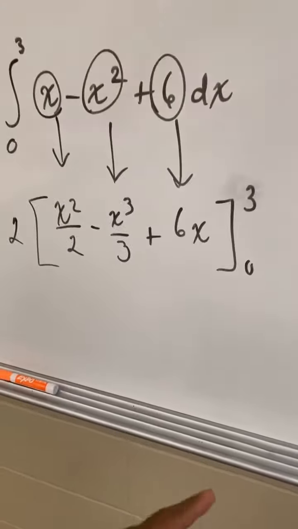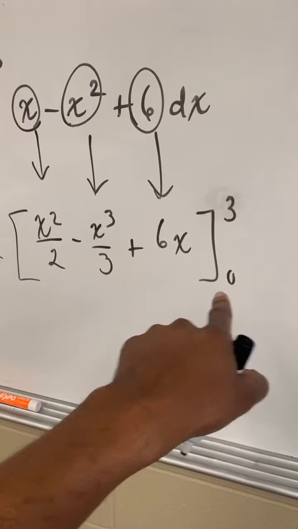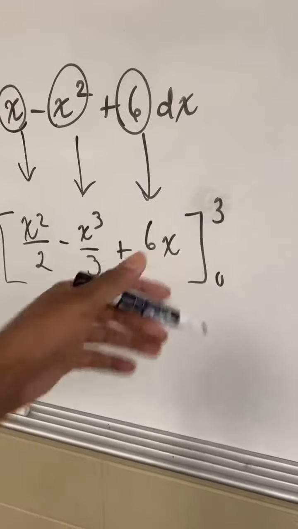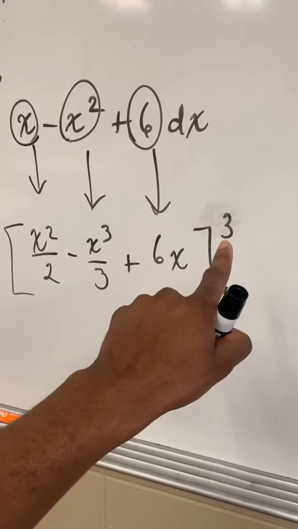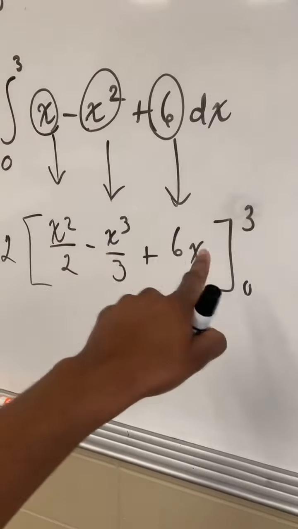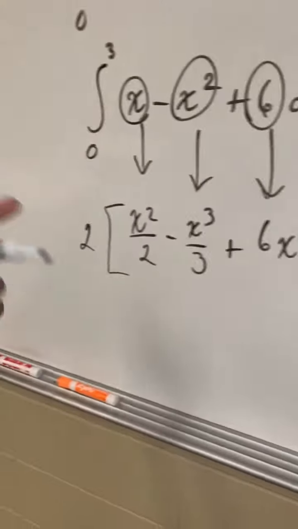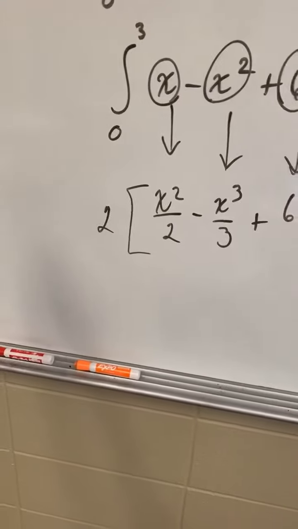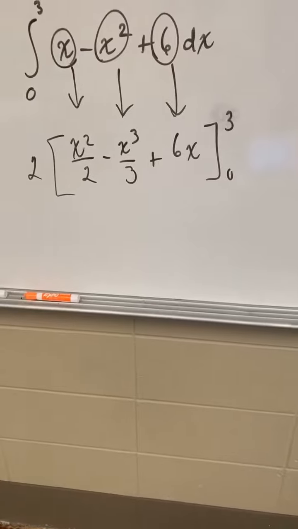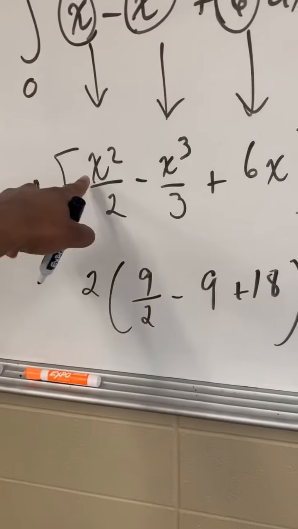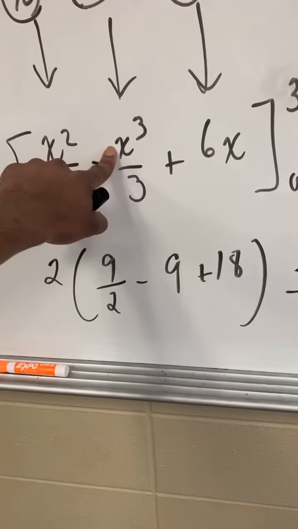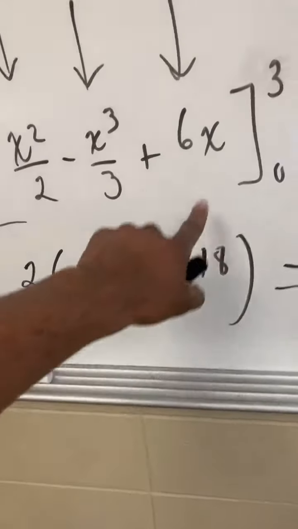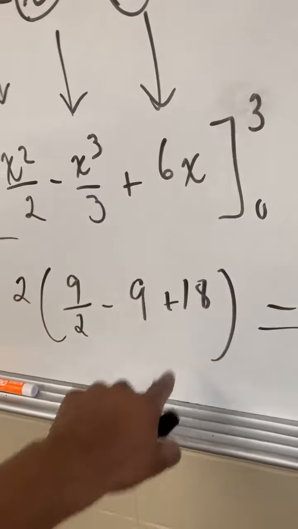So the good thing about this is no need to plug in a 0 across all 3 of these, because your answer will be 0. So all I really need to do is plug in the 3, substitute my 3 in everywhere you see an x, and then whatever my answer is, double it, and it's over. I plug in the 3 here, I'm going to have a 9 over 2. Plug in the 3 here, I'm going to have a 27 over 3, which is 9. Substitute my 3 here, I have an 18.